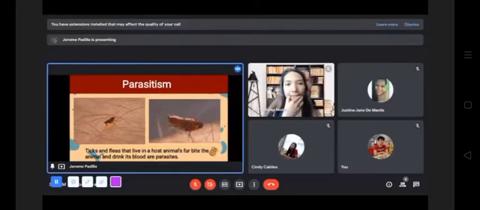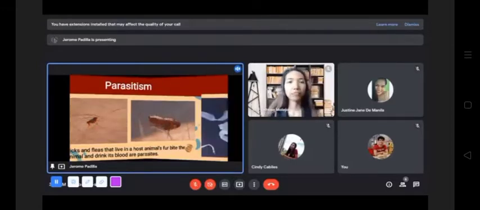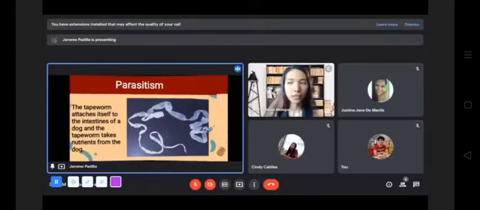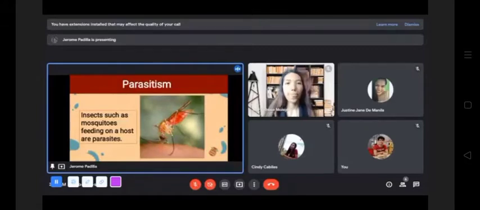The next one is the tapeworm attaches itself to the intestines of a dog, and the tapeworm takes nutrients from the dog. So what is it? An example of parasitism. The tapeworm attaches to the intestines of the dog, then the dog will be affected, and the tapeworm will benefit, harming the dog. Next, insects such as mosquitoes feeding on a host are parasites. For example, you are bitten by a mosquito, then you are being affected, and the mosquito is benefited from the blood that came from you. So that is an example of parasitism.